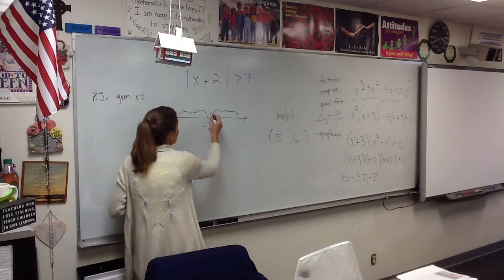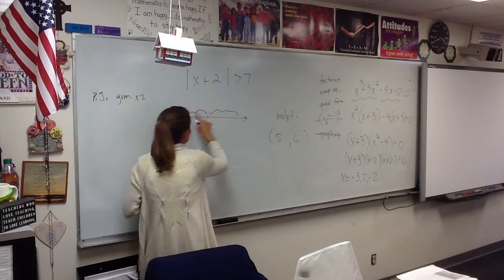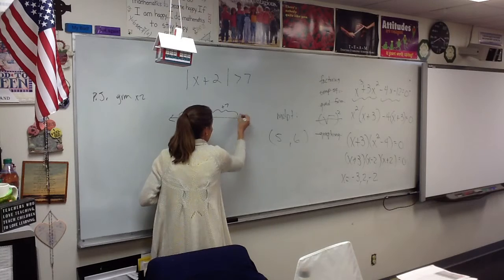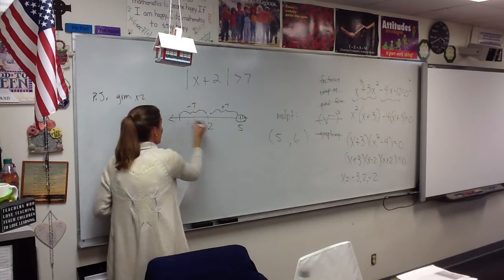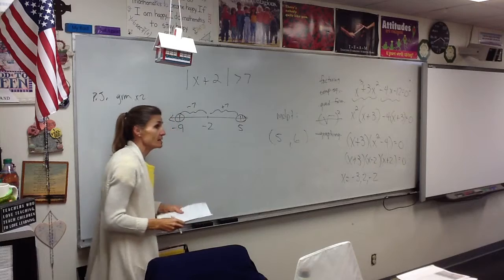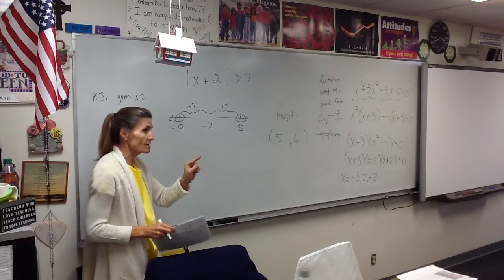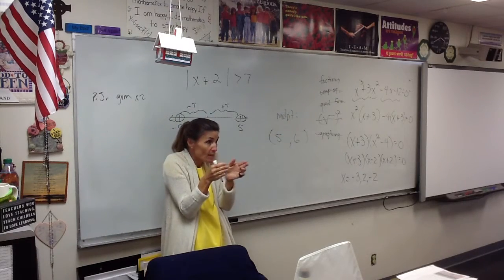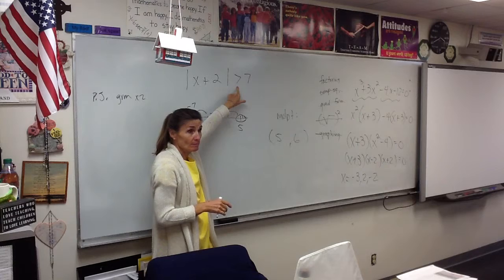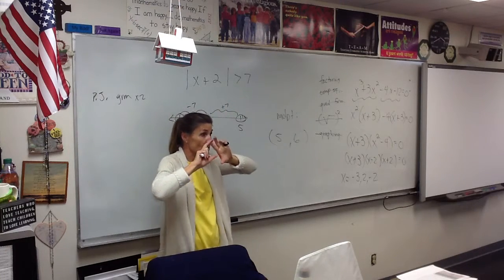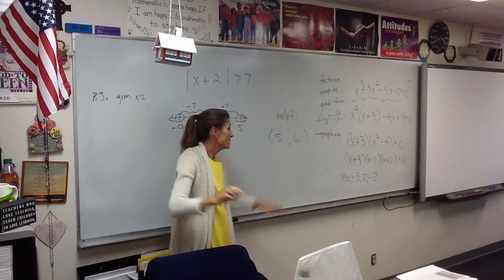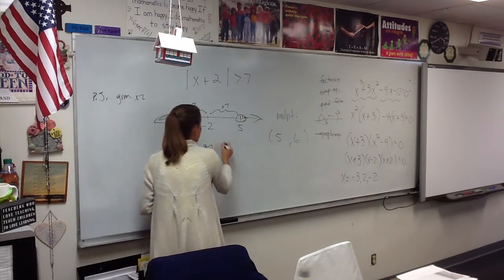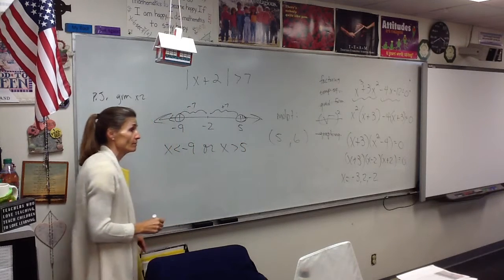That is not part of the answer. That's your beginning point. To get your answer, you're going to count back and forth how many? So you're going to say +7, that would put you at 5, and -7, that would put you at -9. Now those two numbers are the answer. You just have to decide if you're going to go this way or in between, and that depends on that symbol. If that symbol is greater than, we push out. So we are looking at everything less than -9 or greater than 5.